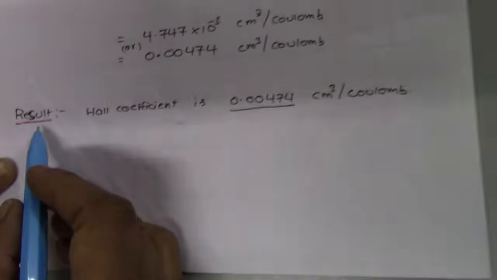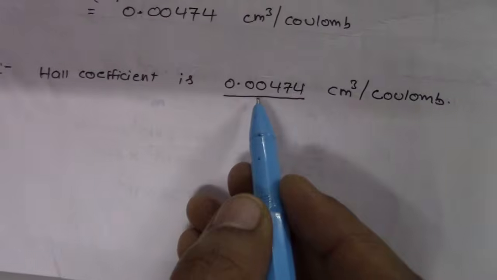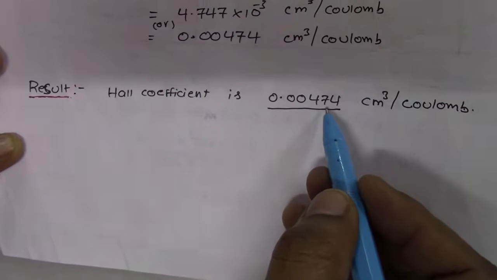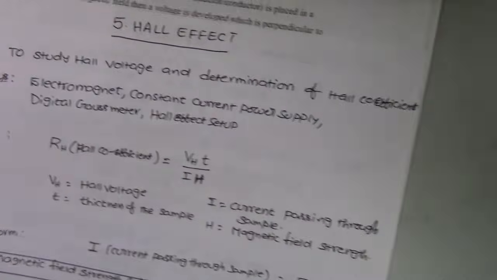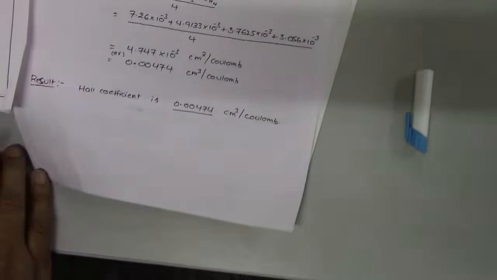So this is about the Hall effect. And finally we need to write the result as: the Hall coefficient is 0.00474 centimeter cube per coulomb. Though the aim of measuring the Hall voltage is done in the tabulation itself, finally we can write it as the Hall coefficient is this. Thank you.